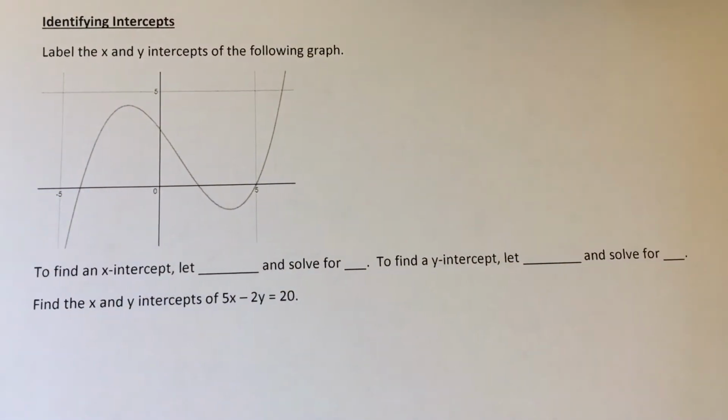Let's talk about x and y intercepts of a graph. So here we have a random graph of a curve, and we're going to label the x and y intercepts of the following graph. So let's first talk about what x and y intercepts are.